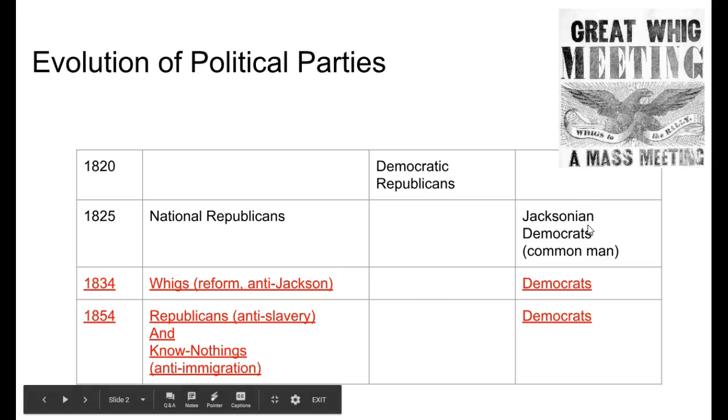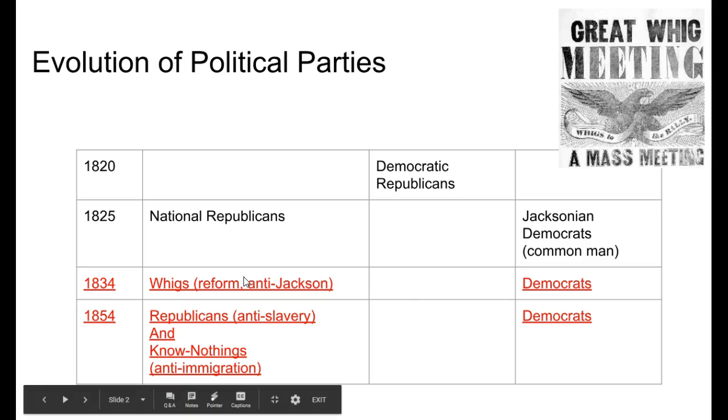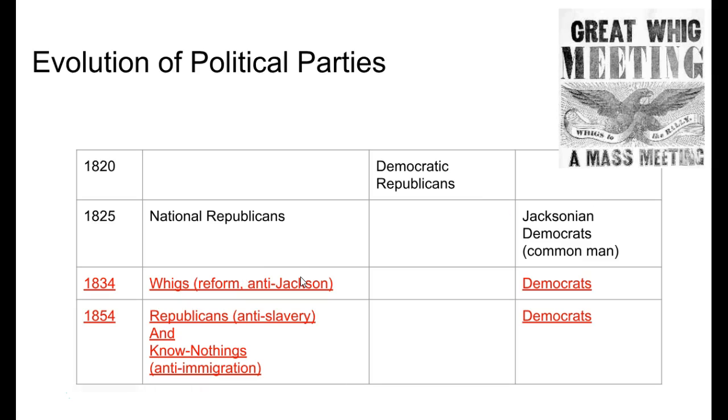So in our last unit, you probably remember us talking about the Jacksonian Democrats, the common man who supported him. For the 1834 election, politics changed slightly. And instead of it being the Jacksonian Democrats, it just became the Democratic Party. And then an anti-movement to Jackson, the Whigs, were created. And they were a reform movement. They were anti-Jackson. But they didn't last for very long, actually.